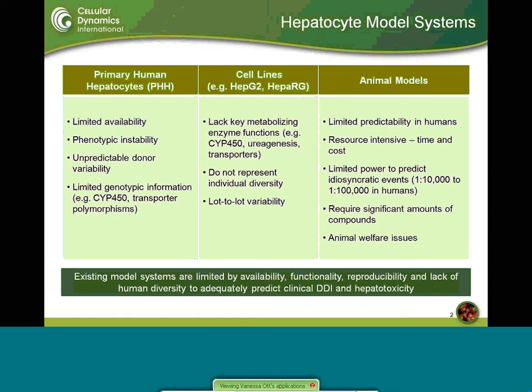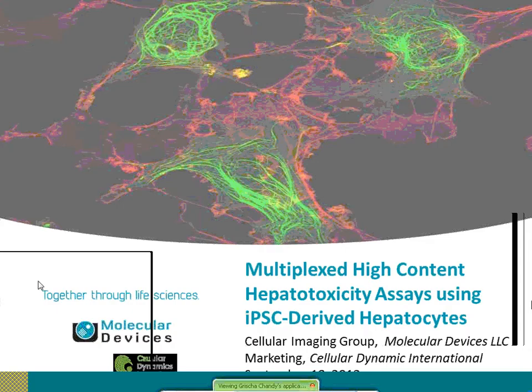In addition, there are a number of cell lines that are widely used to evaluate hepatotoxicity. These include HepG2 cells, HepaRG cells, but like most transformed cell lines, they lack a number of key functions to recapitulate normal human biology. In the case of HepG2 cells, they're known for lacking some of the key metabolic enzyme functions. In addition, these cell lines do not represent individual diversity in a population. And in some cases, there's significant lot-to-lot variability that needs to be addressed and taken into consideration when using these cell lines.